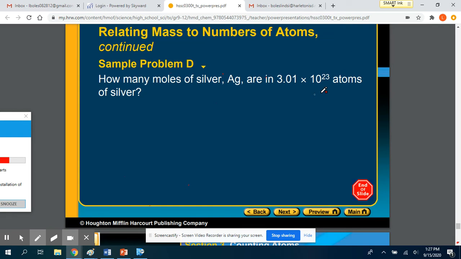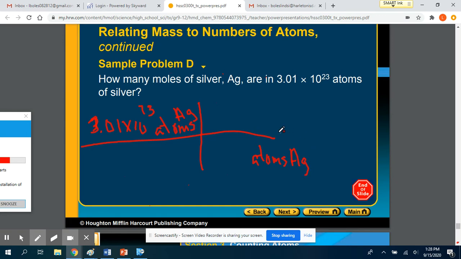Still the same process. Take what you're given, 3.01 times 10 to the 23 atoms is your unit, and put it in the first box. Whatever unit you have here, atoms of silver, I'm just going to add silver up here, you put it down here so you can mark it out. Atoms of silver. They want you to go to moles. I can go from atoms to moles because I have a conversion factor.